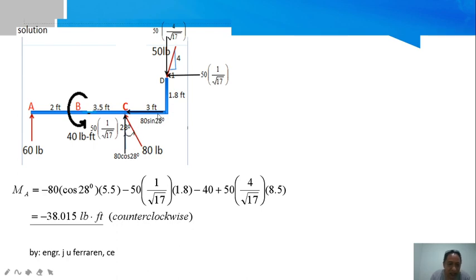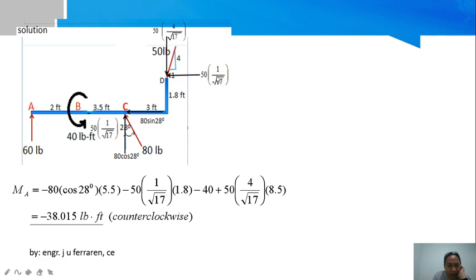This will not produce a moment because the moment arm of this is 0. Any force which passes through a moment center will not produce any rotation of the body. I may proceed with these two forces. I can maybe start with this.